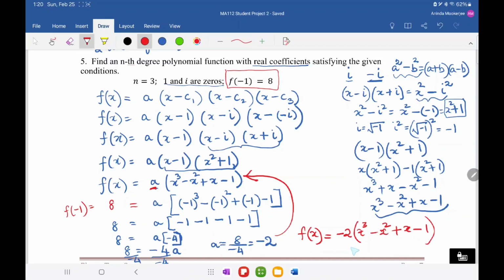If you want, you can multiply out all these terms with negative 2 and write the polynomial in the final step, but this is good enough for 100% of the points, right?